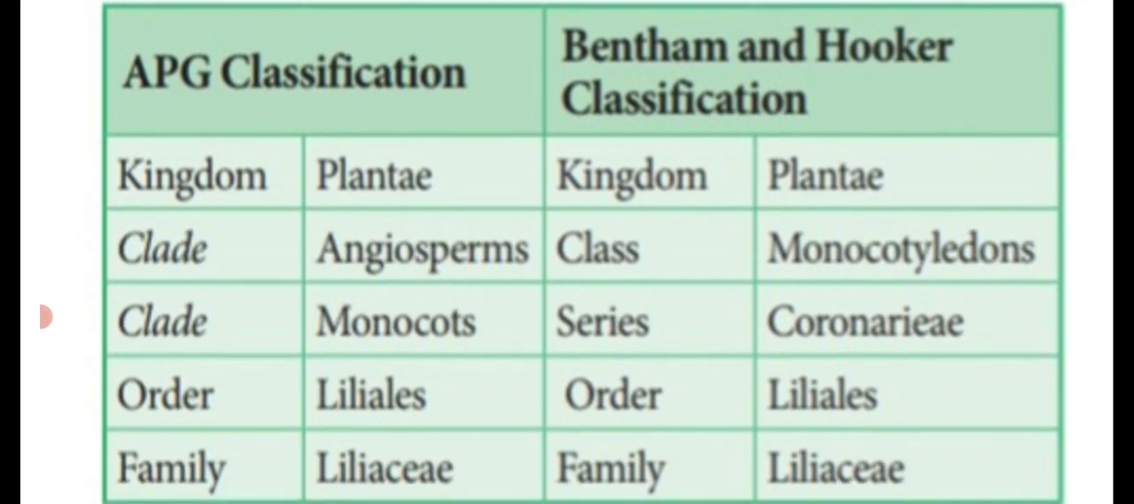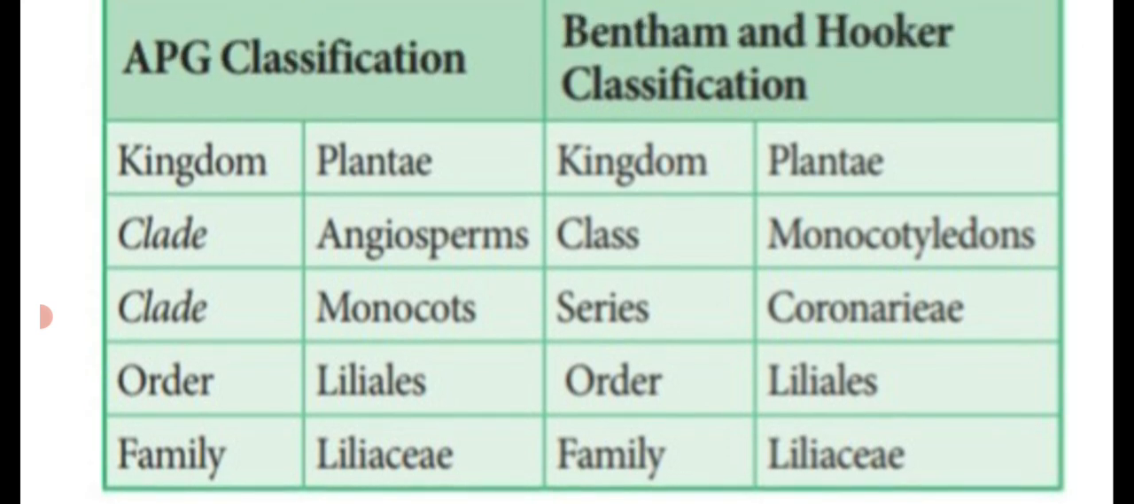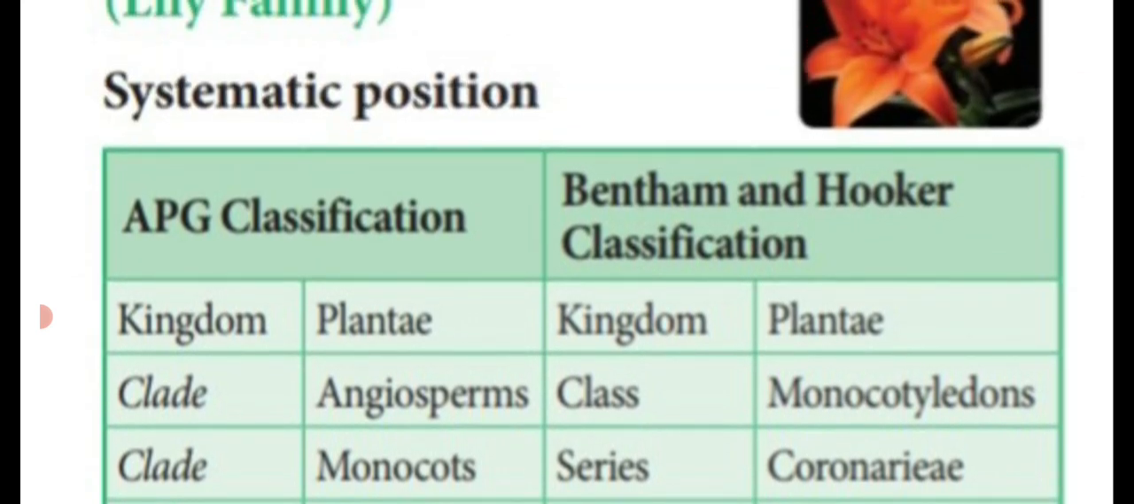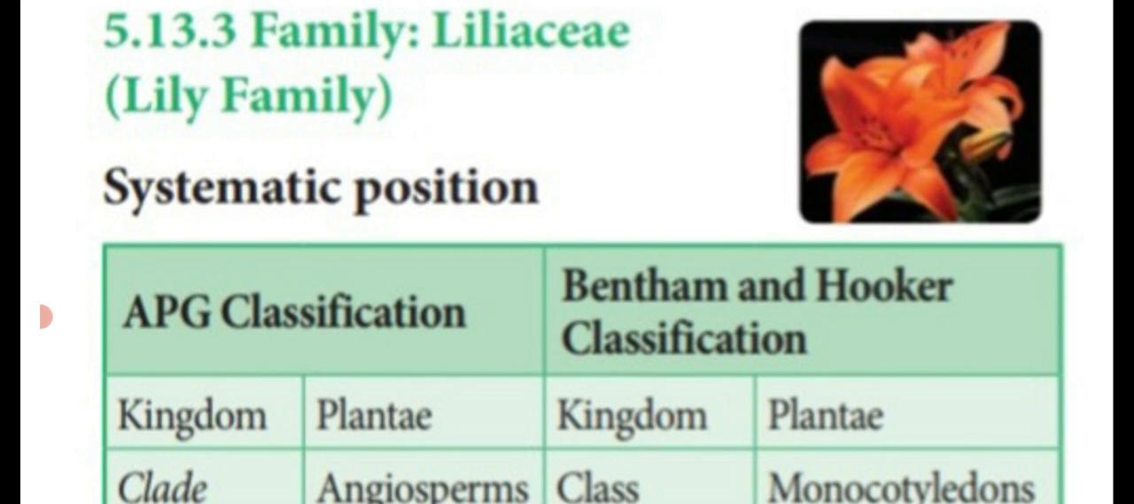The systematic position of Liliaceae according to APG 4 classification: kingdom Plantae, clade Angiosperm, clade monocot, order Liliales, family Liliaceae. According to Bentham and Hooker classification: kingdom Plantae, class Monocotyledon, series Coronariae, order Liliales, family Liliaceae. Dear students, the systematic positions of families Fabaceae, Solanaceae and Liliaceae are important 2 mark and 3 mark questions.